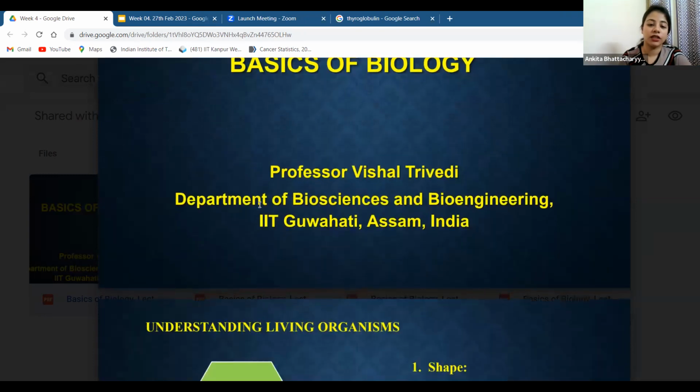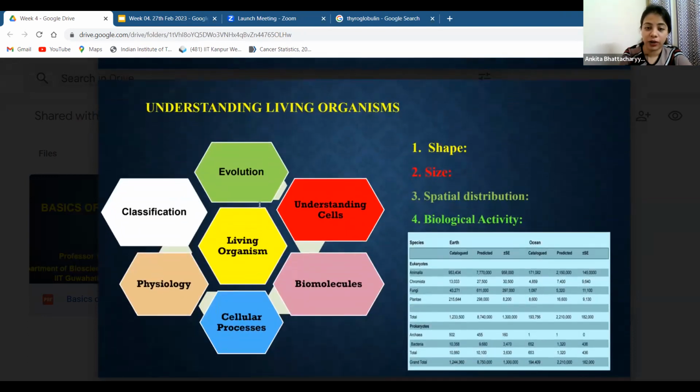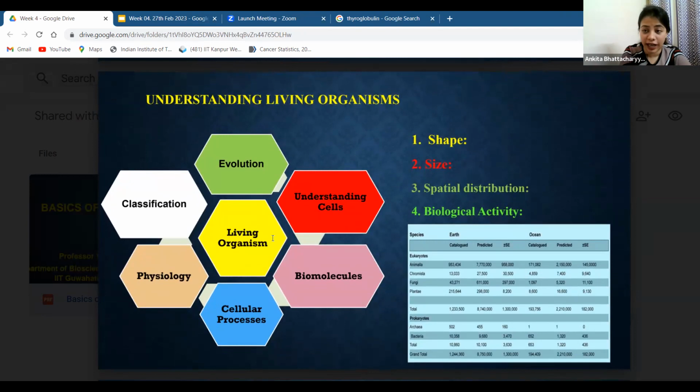So the overall theme of the entire course has been centered around understanding living organisms, as you are already quite aware. First, we started with classification in week 1. Then we went into some understanding of evolution in week 2. Then we understood cells, the properties of cells, in week 3. And finally, we are moving towards biomolecules in week 4. And we will take up the other topics in the upcoming weeks as well. So these are all different facets that altogether constitute the survival of a living organism.